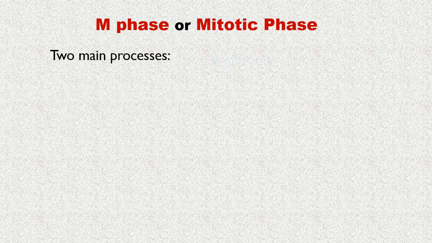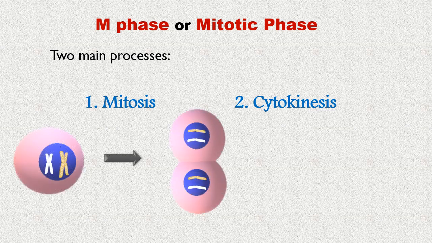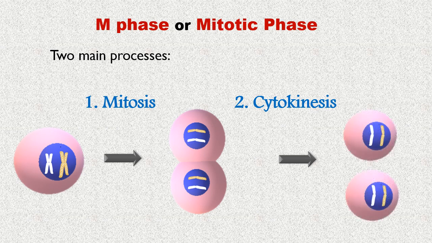M phase includes two main processes: mitosis and cytokinesis. Mitosis is the process in which duplicated chromosomes are separated into two nuclei. Each of these two nuclei contains same number and kind of chromosomes as the original cell. On the other hand, cytokinesis is the process in which the entire cell divides into two daughter cells.